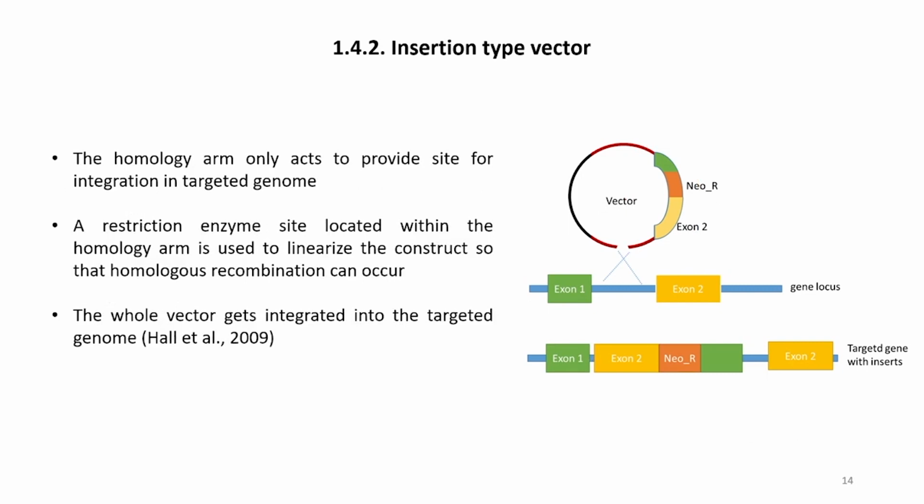The homology arm only acts to provide a site for integration in the targeted genome. A restriction enzyme site located within the homology arm is used to linearize the construct so that homologous recombination can occur. The whole vector gets integrated into the targeted genome, as already discussed.